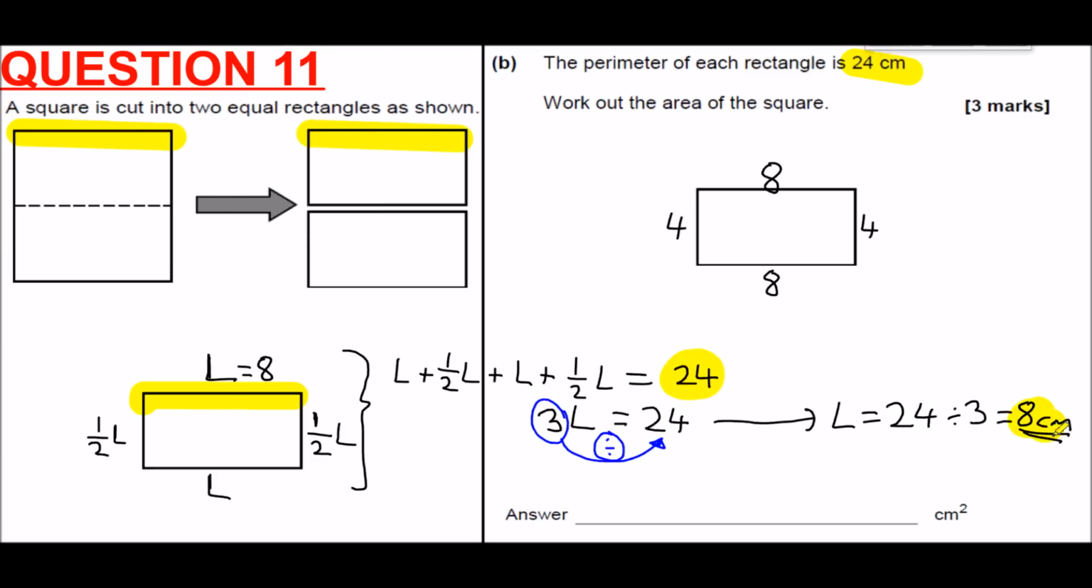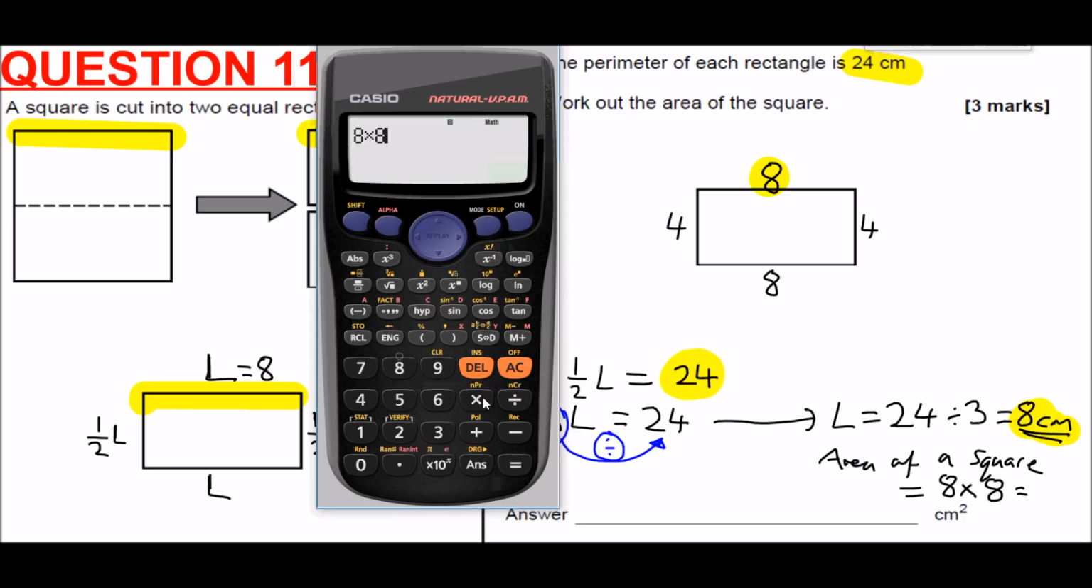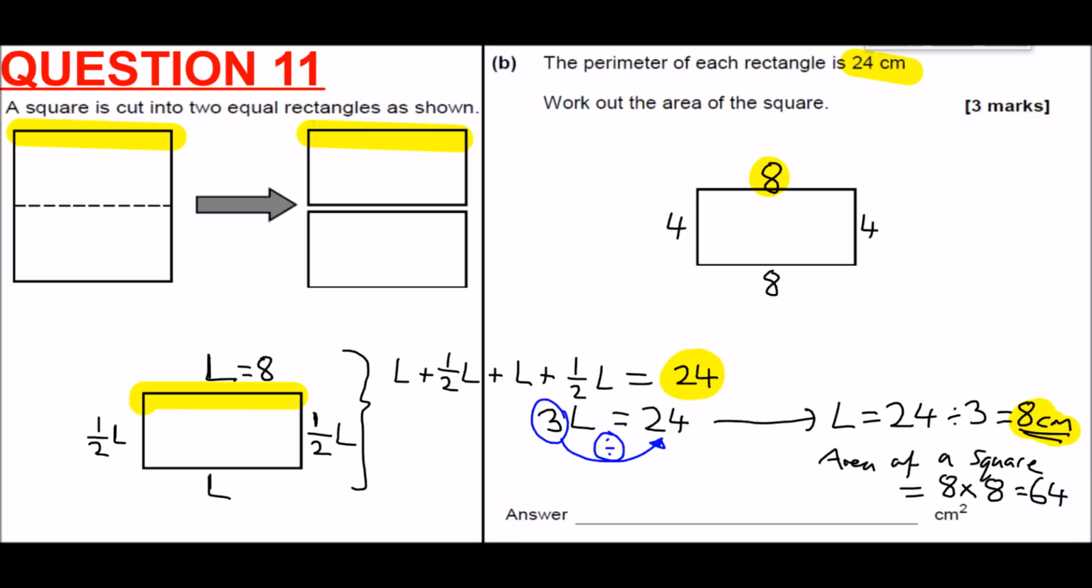From there, the rest of it's fairly straightforward. If the length of the square is 8, the area of the square is just the length times the width. Now for a square, the length is the same as the width. So 8 times 8, 8 squared literally, would be 64. So the area of the square is 8 times 8, which is 64. And so that's what we put on our answer line. 64 centimetres squared for the area of a square.